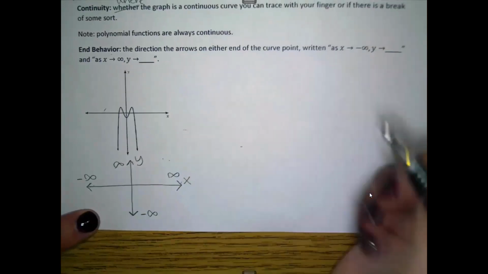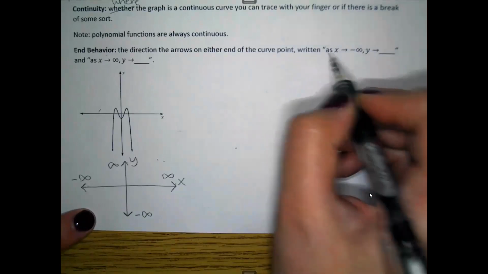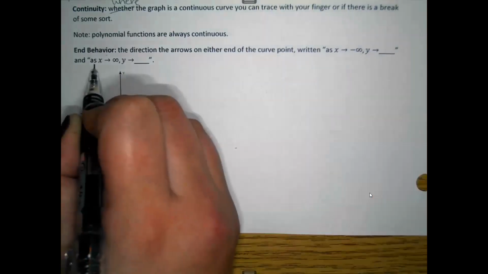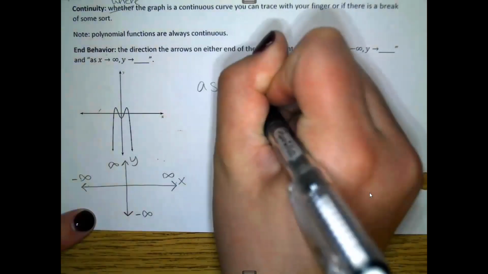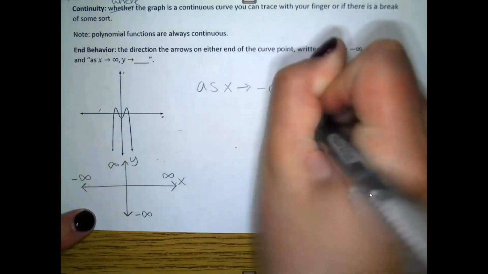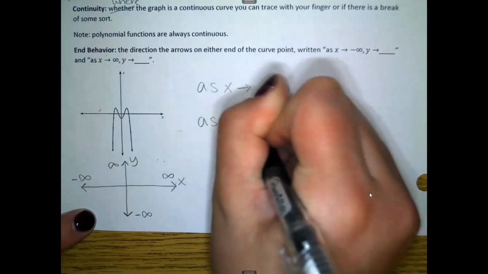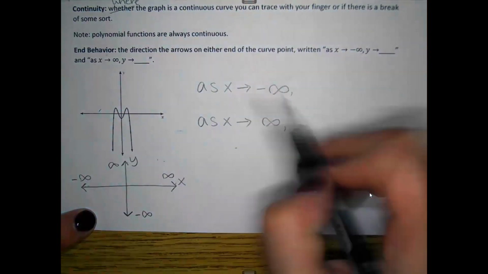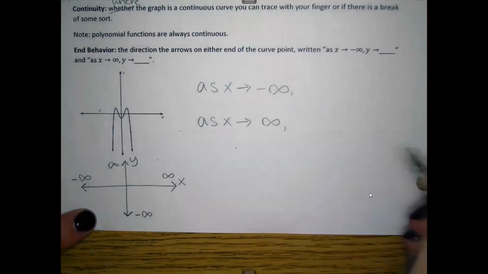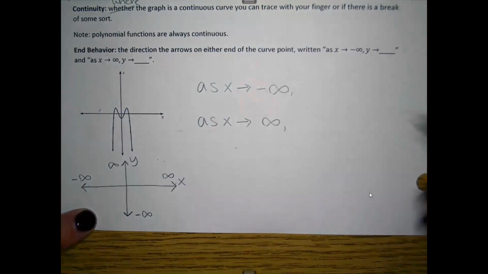So we always start off our end behavior by saying as x goes to negative infinity and as x goes to positive infinity. The reason that we do that is because we're saying, okay, look at the left side and look at the right side, because that helps us to look at the two ends of the graph. So look at the left side of the graph, look at the right side of the graph. And then you just have to say, oh, they're going up or they're going down.